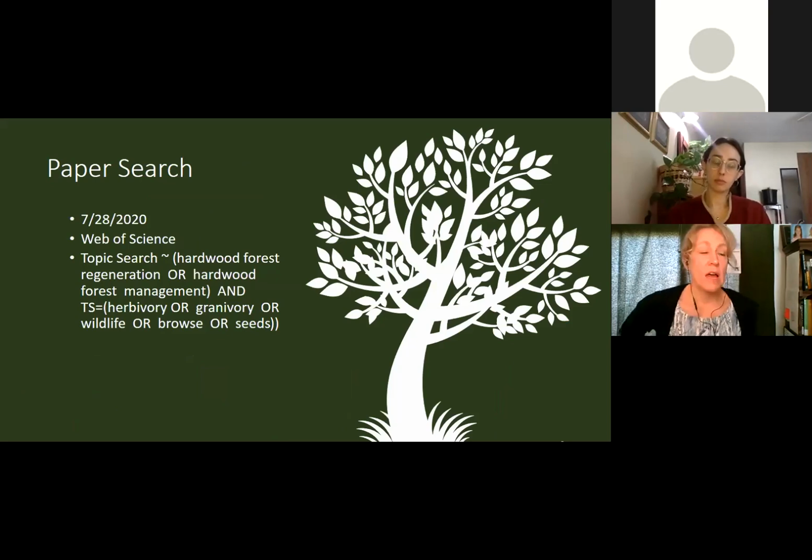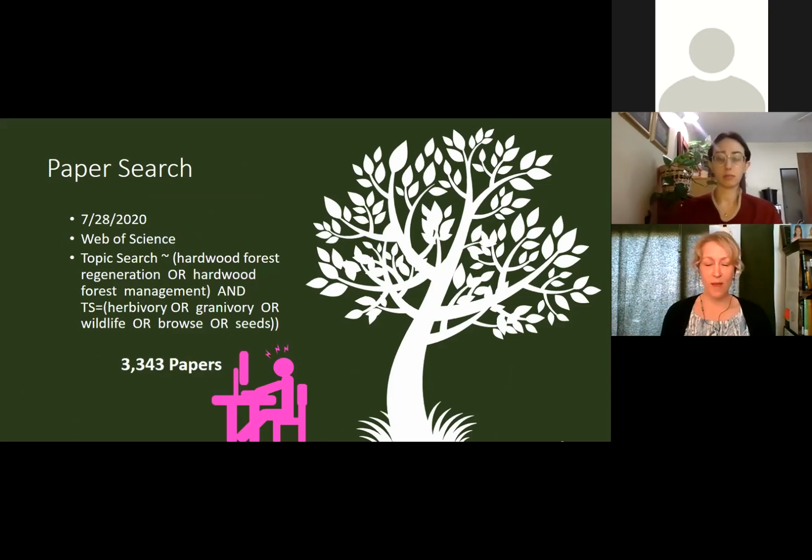All right, so July 28th, 2020 was the final Web of Science search. And I searched a topic search; there had to be a combination of two different topic search terms. So the first was hardwood forest regeneration or hardwood forest management, coupled with one of the second topic search terms, either herbivory, granivory, wildlife, browse, or seeds. And then that resulted in 3,343 papers. So it was kind of like this large tree here.